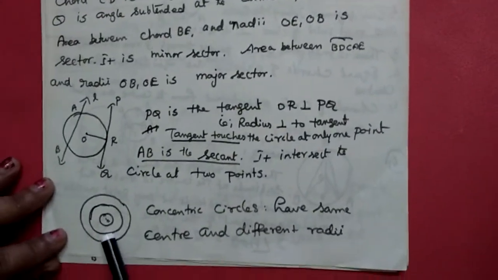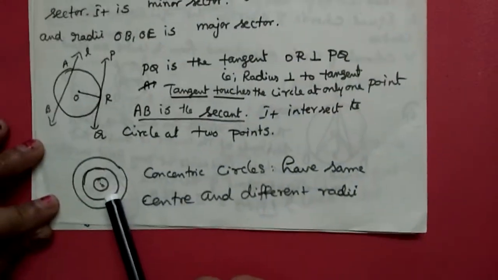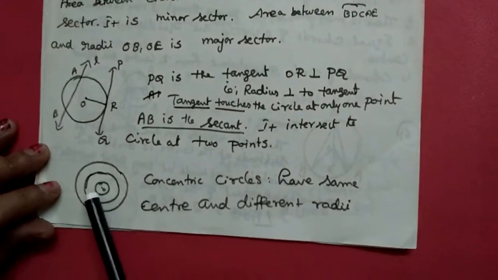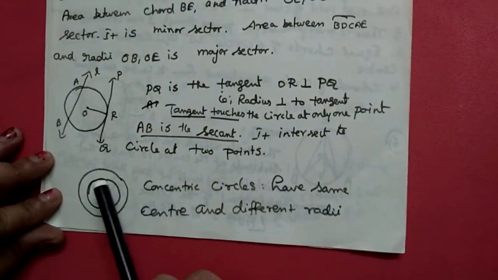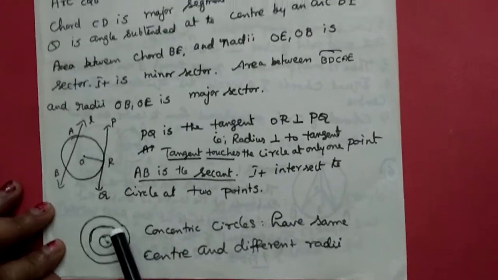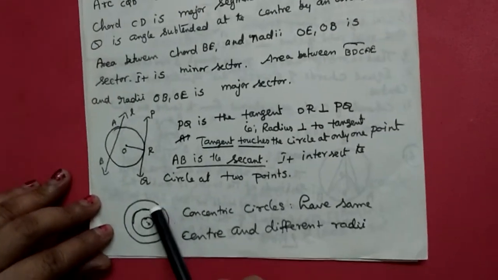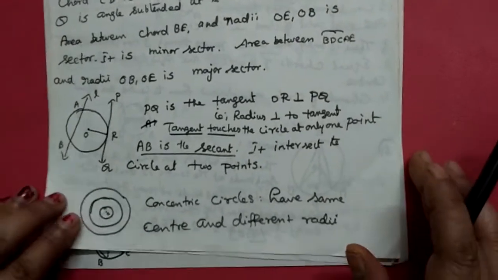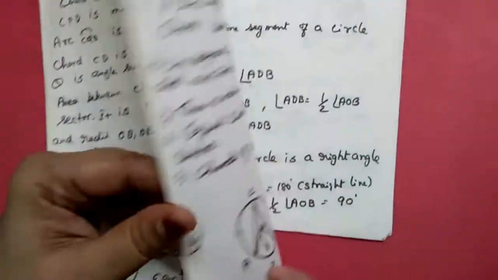Okay, coming to this picture, here this is called concentric circles. Definition of concentric circles: they have the same center but the radii are different. This is a smaller one, a little bit bigger, and bigger. The radius is different and the center is the same. Then the circles are called concentric circles.